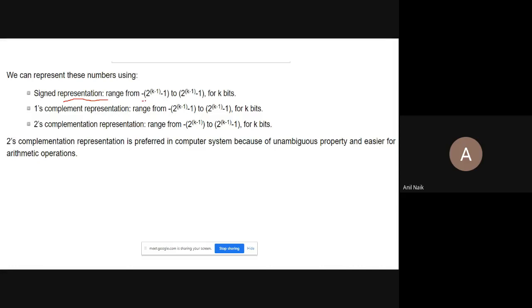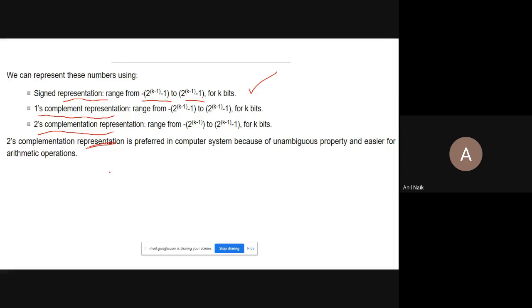Signed representation, the range is from minus 2 raised to k minus 1 to plus 2 raised to k minus 1 for k bits. And we represent fixed points in one's complement representation and two's complement representation. Two's complement representation is preferred in the computer system because of the unambiguous property and easier arithmetic operations. So the data representation in the computer is in two's complement.